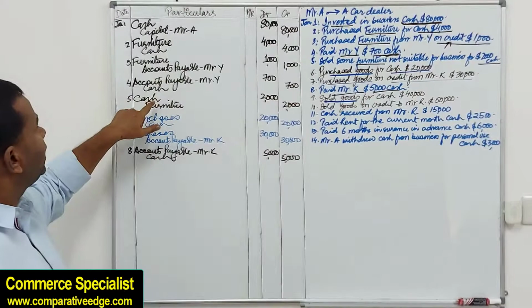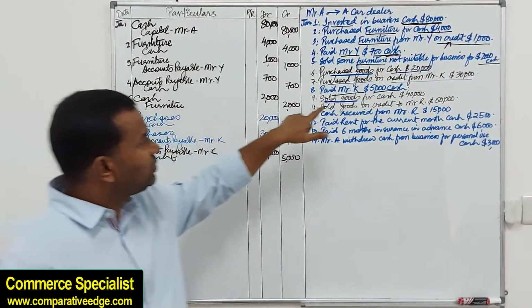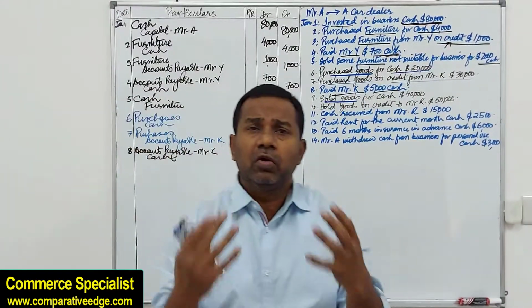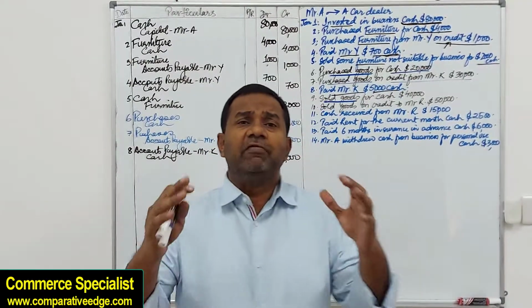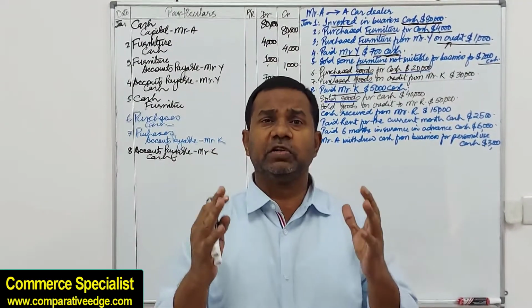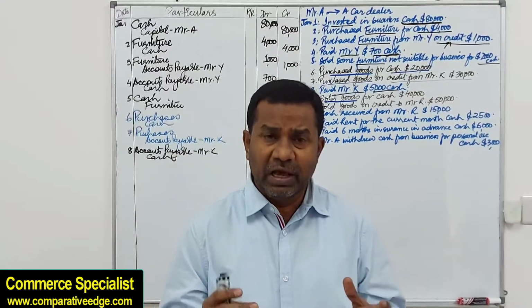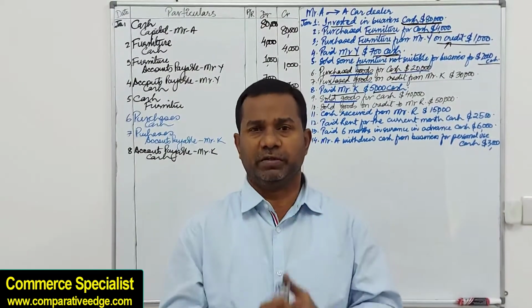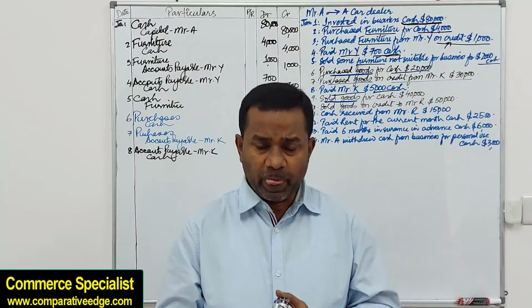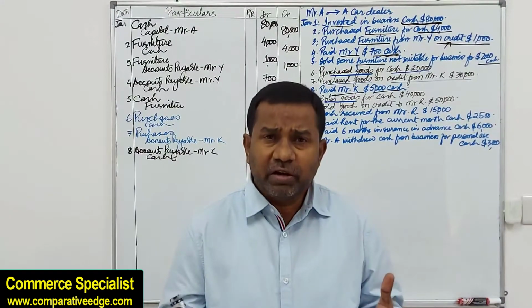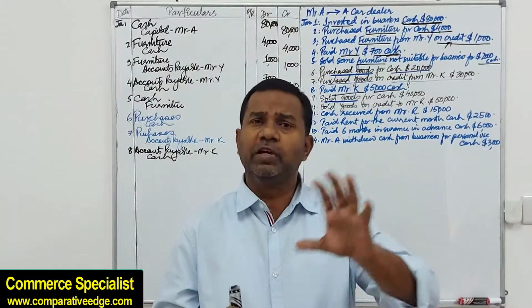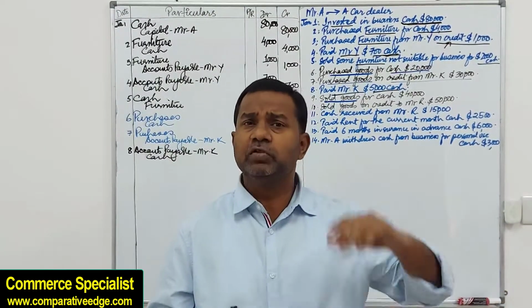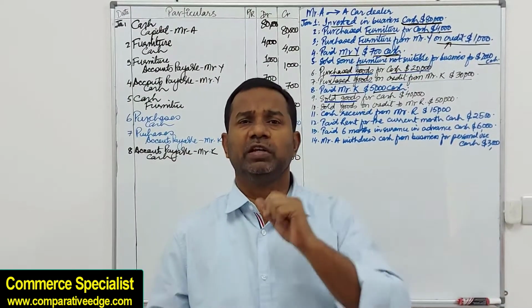So I credited furniture here. This time I'm selling goods. Whenever I sell goods, I use a special term, sales. And sales is always credited. Why is sales always credited? Because it is an increase in income. So sales will be credited always. Whenever you sell goods, you credit sales, increase in income.